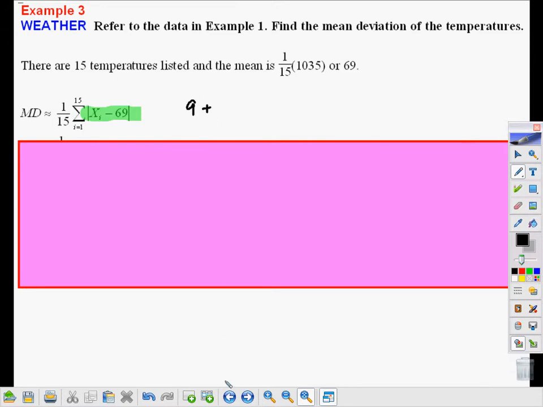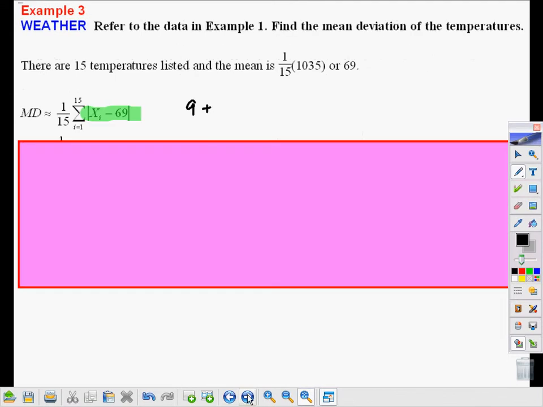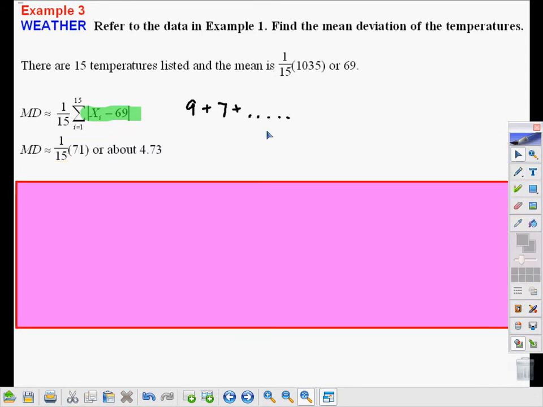So I go 9 plus, and I go to my next one, 62. So 62 minus 69 is negative 7. Absolute value is 7. And then I continue that on, adding them all up. And then once that's done, I divide by 15. So the sum of all those absolute values of the differences is 71 divided by 15 is 4.73. That is what we call the mean deviation.